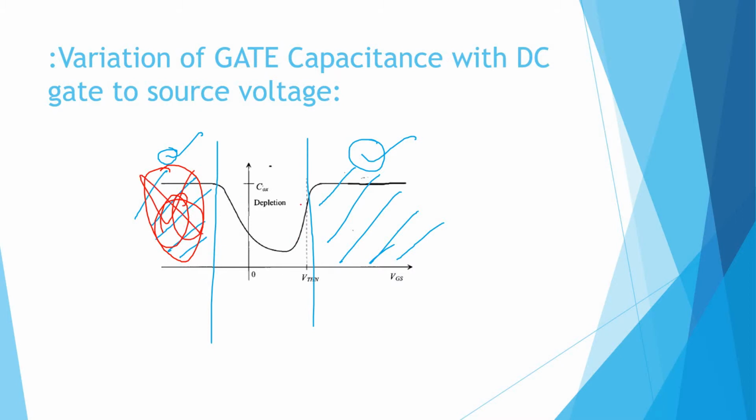Obviously this is not going to be a good choice, because here the capacitor is variable. So let us check what will happen in the other region, that is when source and drain are grounded, and we are applying a very high gate to source potential in the positive direction.